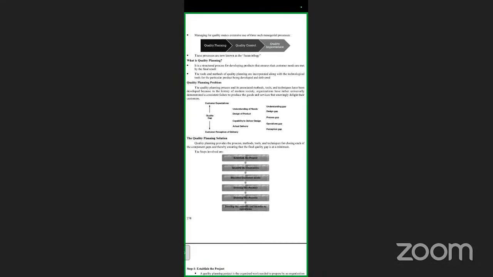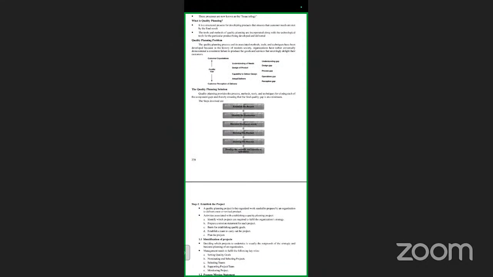In planning, we plan the quality, the conversion of goals into results, like making quality happen. That is plan. Now, the Juran trilogy. What is meant by quality planning? It is a structured process for developing a product that ensures customer needs are met by the final result. The tools and methods of quality planning are incorporated along with technical tools and delivered.